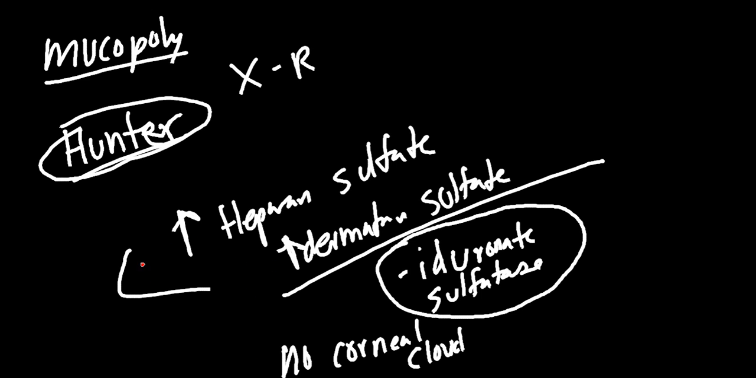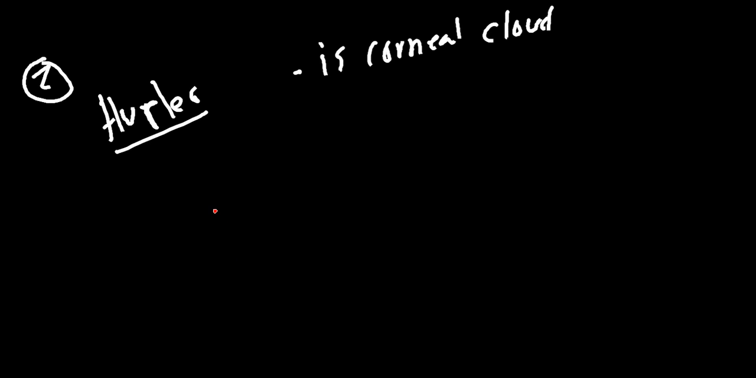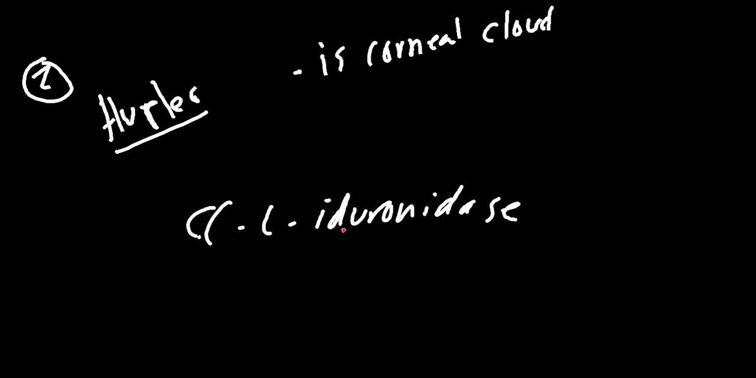However, for Hunter there was no corneal clouding. For Hurler disease, there is corneal clouding. What builds up? Again, we're going to have the heparin sulfate and the dermatan sulfate build up. I'm not going to write that again. Just remember, we have the same byproducts build up. However, we're missing a different enzyme for this one. This is going to be alpha L iduronidase enzyme. Same products. This one's going to present with developmental delays, corneal clouding, etc. So these are some of the basics for the lysosome storage diseases.